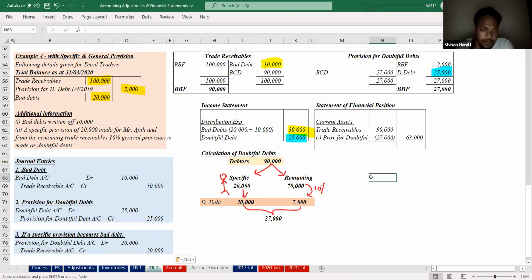Right. Now the third adjustment. Let's move to the third adjustment.